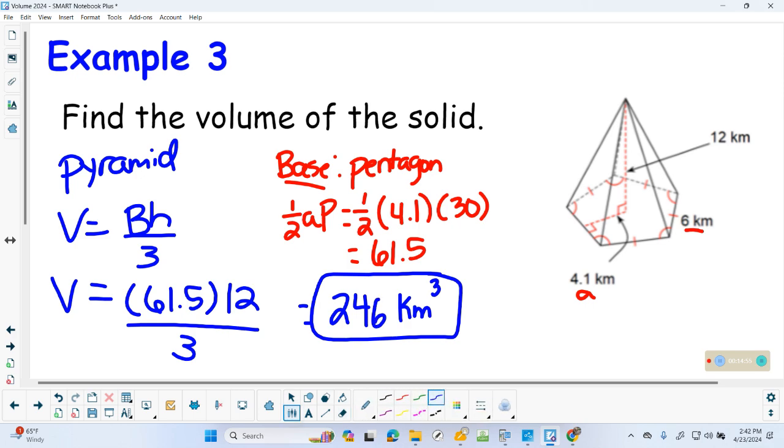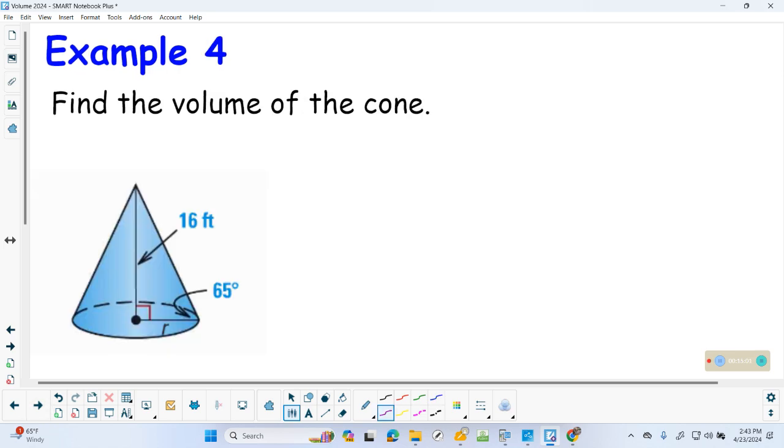Okay, any questions on that guy? 2 to go. Here we go. As always, just for fun, getting ready, thinking about our test. Obviously, it's a cone. If it asked you what shape is the base of a cone? Circle. So formula, area of the base and the height over 3. But our base, of course, is the circle.